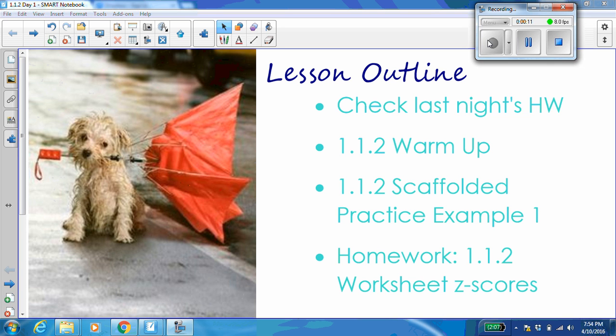Just to give you an overview of what we're going to be doing today. First, we're going to start by checking last night's homework, and then we're going to do section 112. So we're going to start with the 112 warm-up, then go to the 112 scaffolded practice. We're just going to do example 1 today. And then with any extra time, you can work on tonight's homework, which is a 112 worksheet all about z-scores.